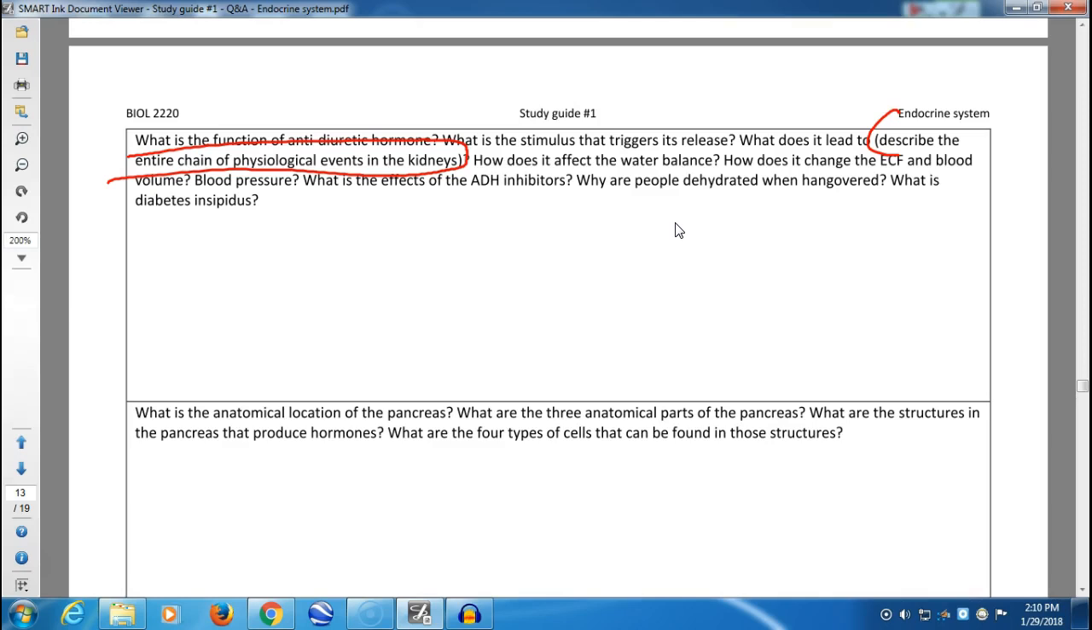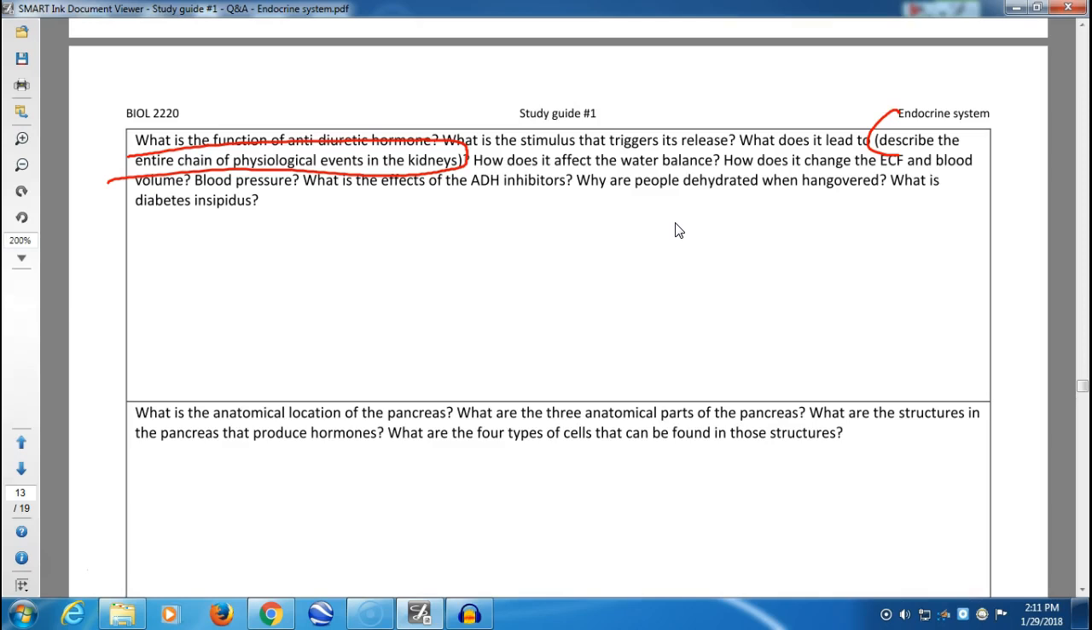Diabetes insipidus. Where does it come from? Underproduction of ADH. So people don't retain water, they're constantly thirsty, they lose enormous amounts of water. And it's pretty much just flushes through them. They don't lose really any solutes because of that. Okay.